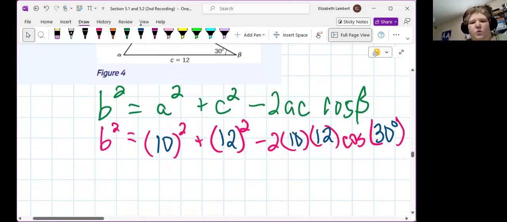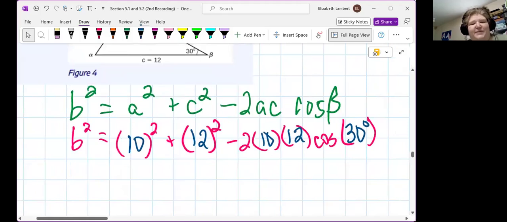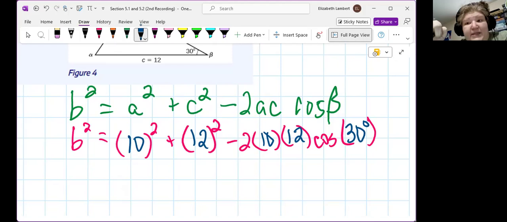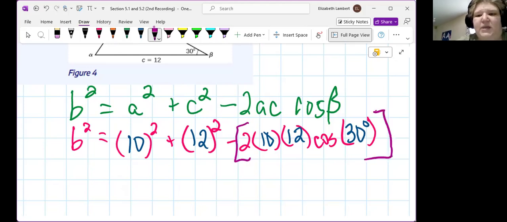All right. Now, here is one of the flubs I learned from last semester. Students had a habit of they do 10 squared plus 12 squared, add that together. Then they would subtract 2 times 10 times 12 and hit equals, and then multiply by the cosine. That is not the same thing. Order of operations, we have to multiply all this crud here, the 2 times 10 times 12 times the cosine of 30. So I'm going to add in an extra set of brackets here to say that is all one multiplication product. You can't break it up.